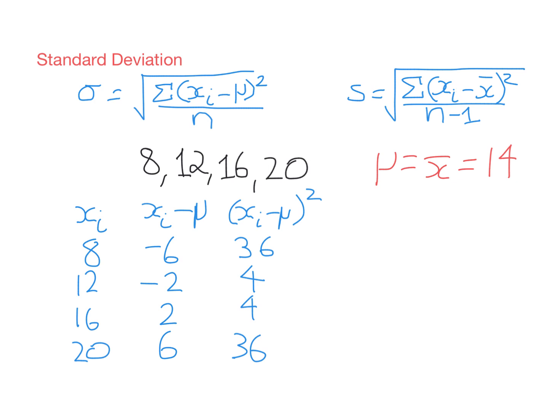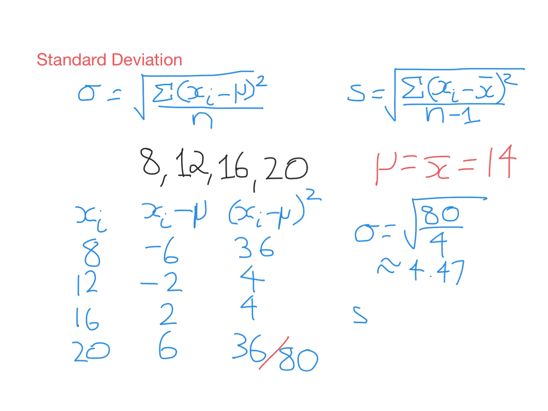Take each score, subtract the mean, and square them. This symbol here means add up all of these values. So I'm going to add up these 4 values here. That simply equals 80. So if I want the population standard deviation, I take the square root of 80 over N. N means the number of scores, and there are 4. So it's just the square root of 20, which is about 4.47.